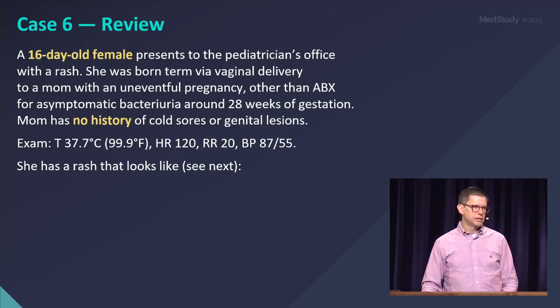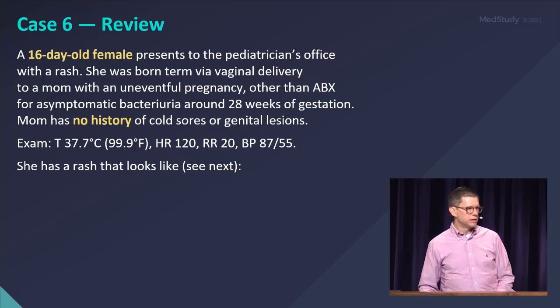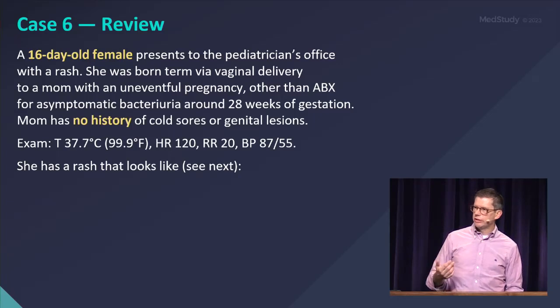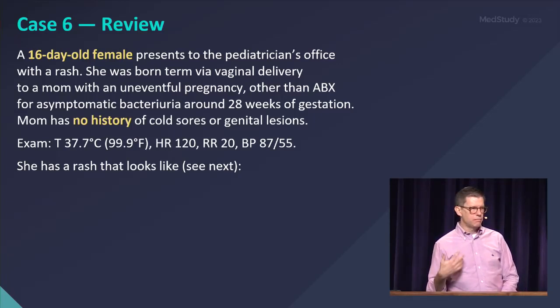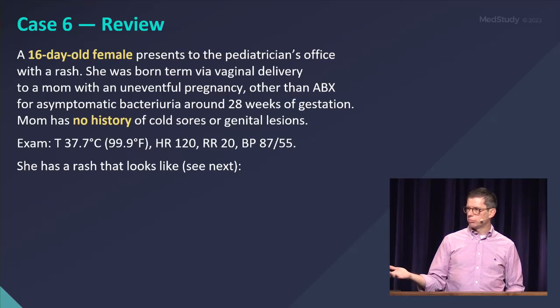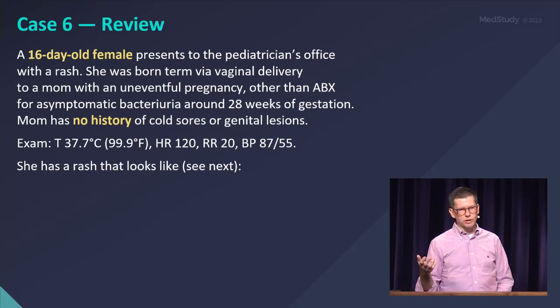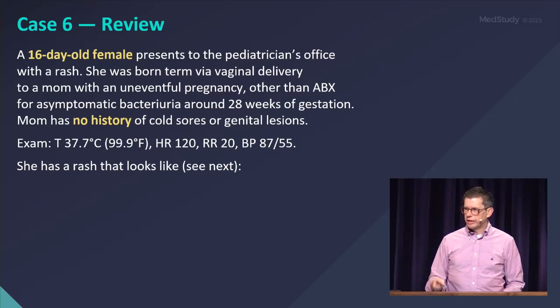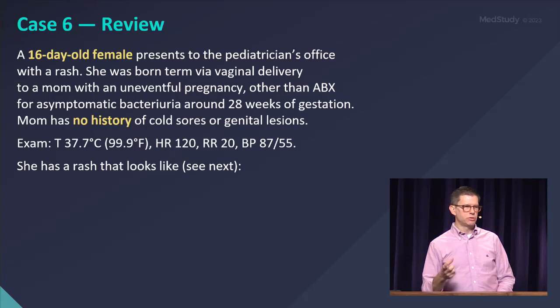Oftentimes, mom has no history of HSV, right? And the reason I worry more when I get called about moms with no history of HSV versus a mom who has a history of it, right? When moms have an infection due to HSV, they're going to make IgG, and that's what goes across the placenta, so it protects baby. A primary infection is more severe than a secondary infection for the most part. And so, typically, moms are not going to have a history of HSV, and therefore, baby's not going to be protected with IgG.